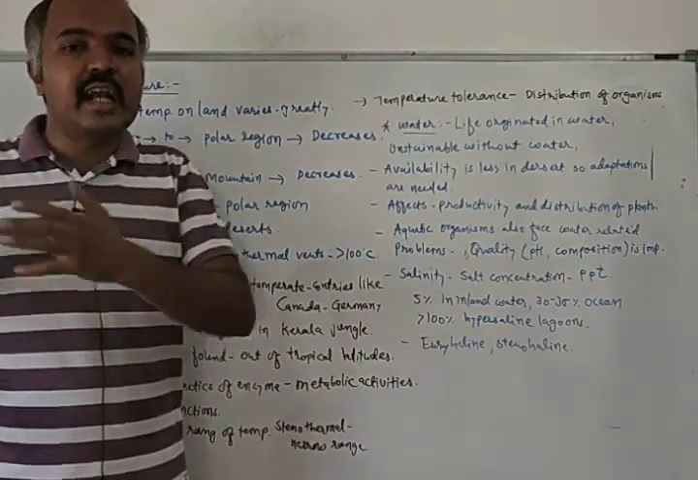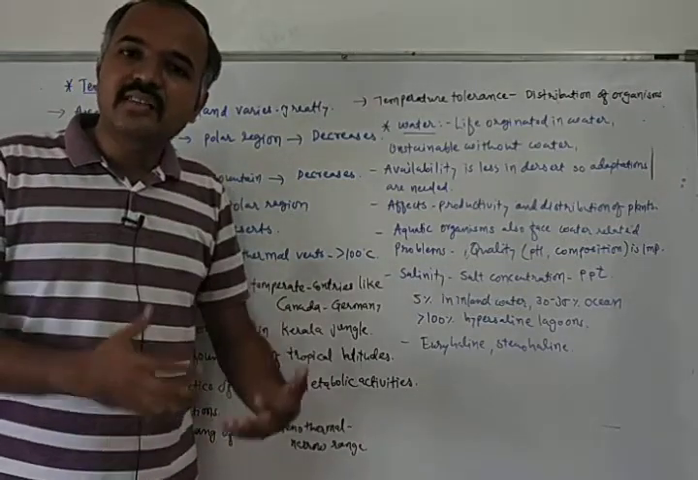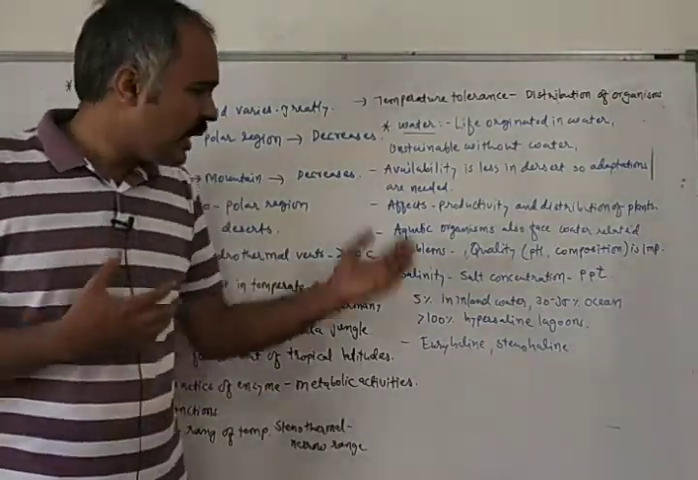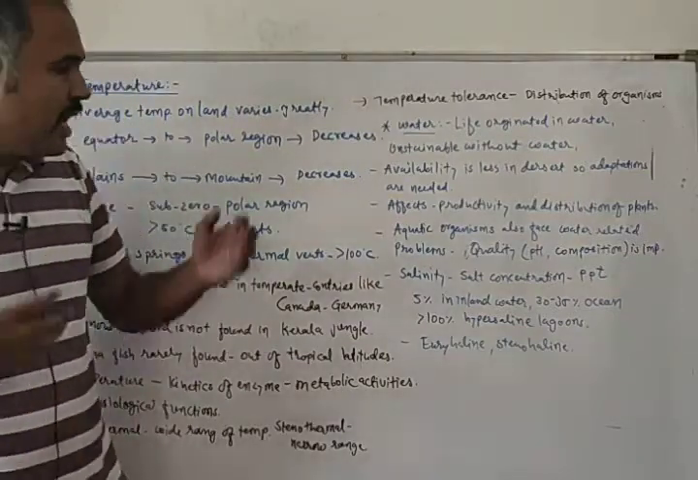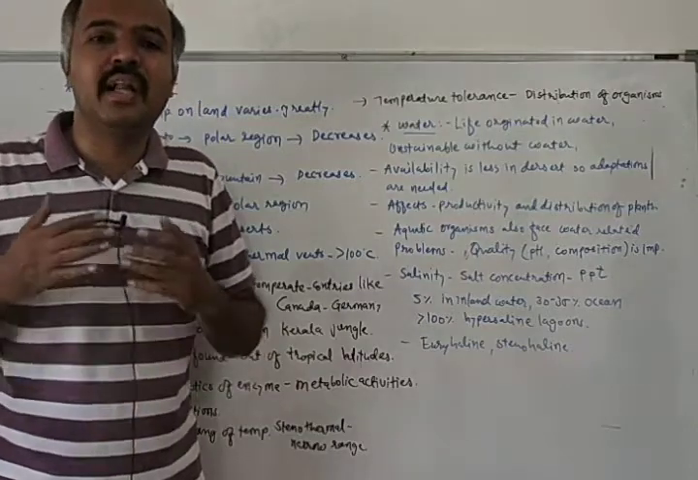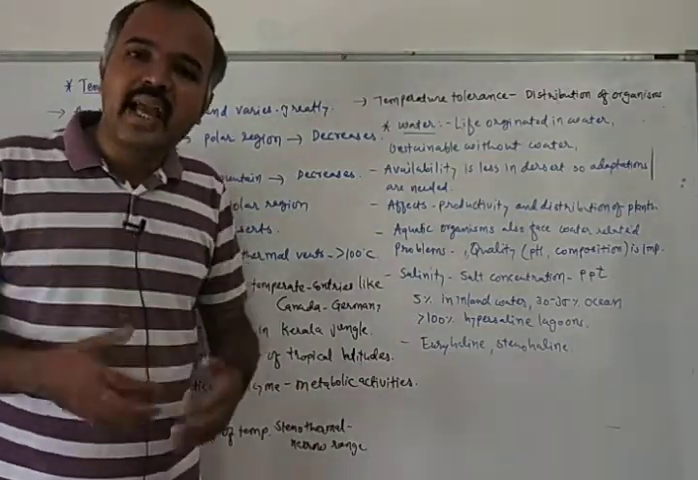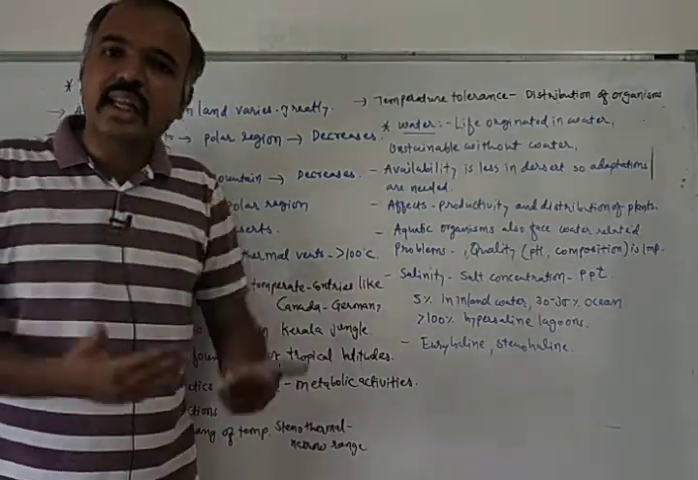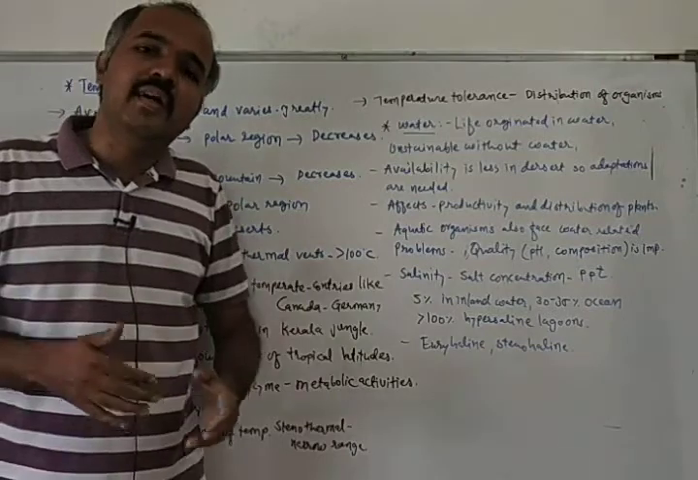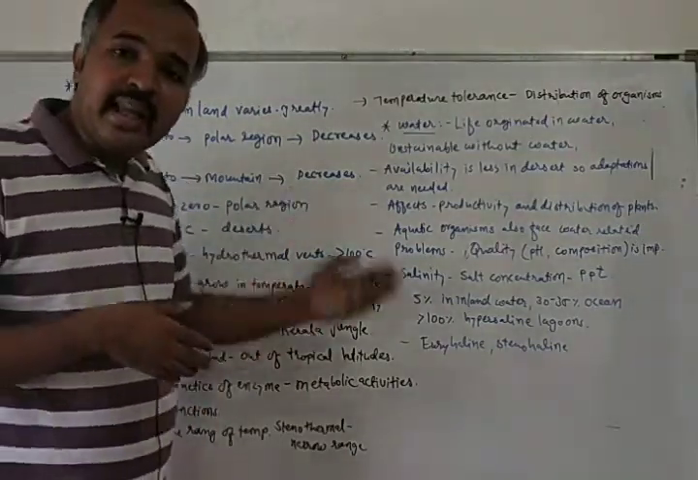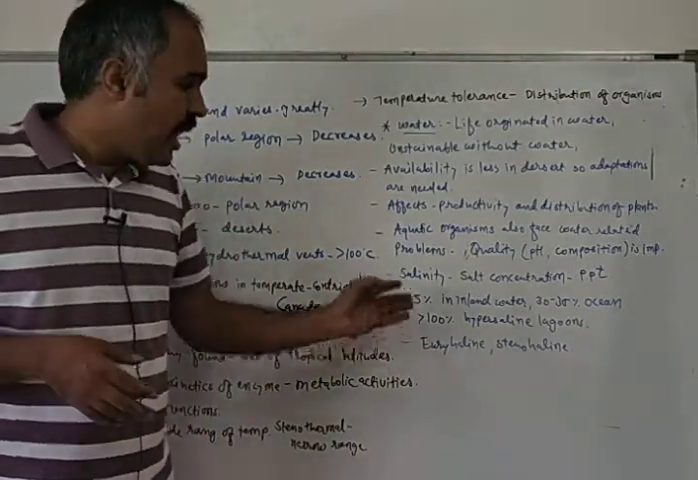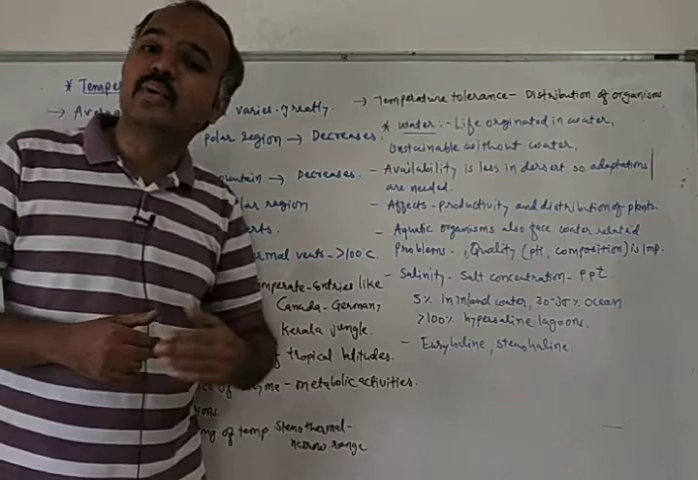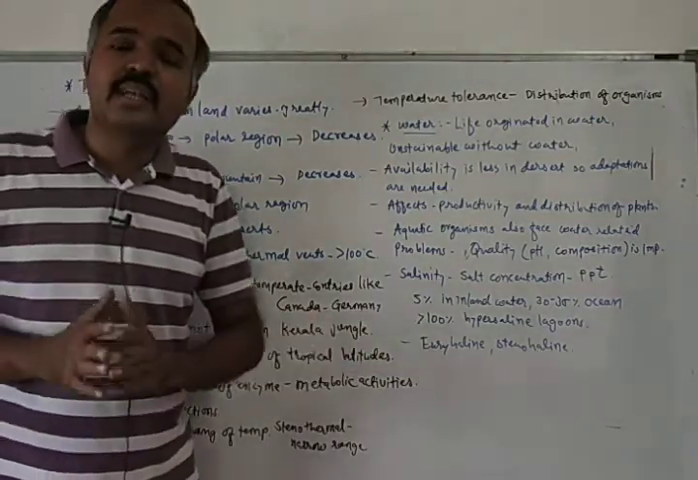Life originated in water, and without water life is unsustainable. In desert, water availability is less, so any organism that wants to survive there has to develop some adaptations. Water affects productivity and distribution of plants, and aquatic organisms also face problems, as quality, pH and chemical composition are very important for them. Salinity, a measure of salt concentration, is indicated in PPT, parts per thousand. In inland water like ponds and rivers it is 5, in the ocean 30 to 35, and in hypersaline lagoons more than 100. Organisms that tolerate a wide range of salinity are euryhaline, and those that tolerate a narrow range are stenohaline.